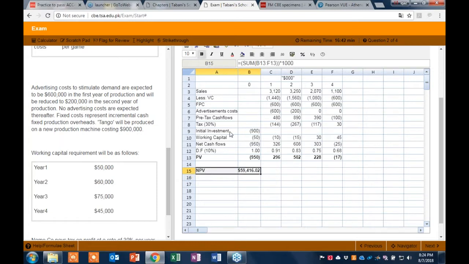Go back to the formula. Which formula are you talking about? Discount factor, okay. Here it is.